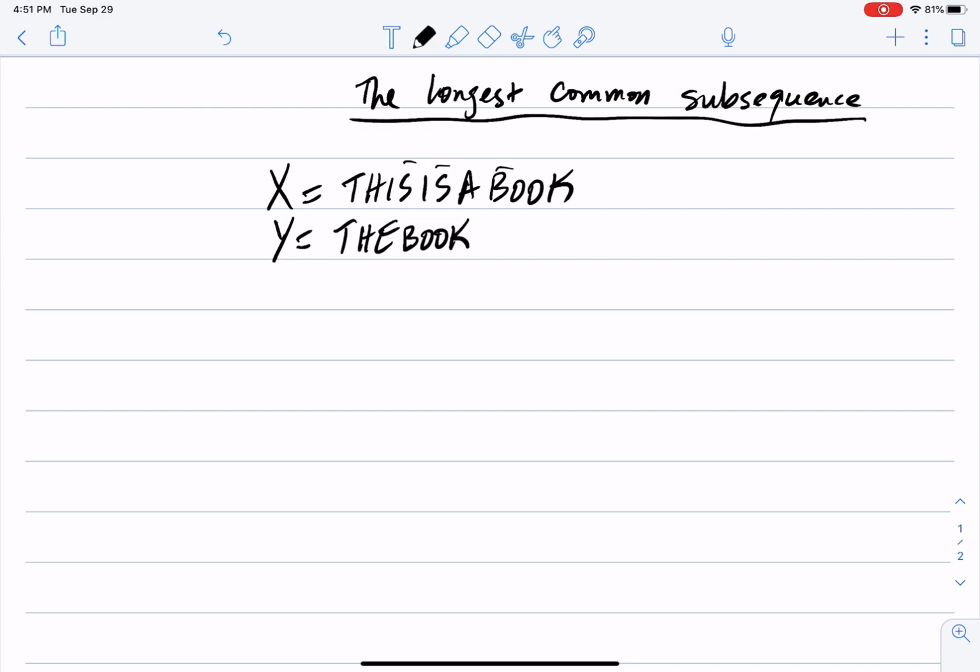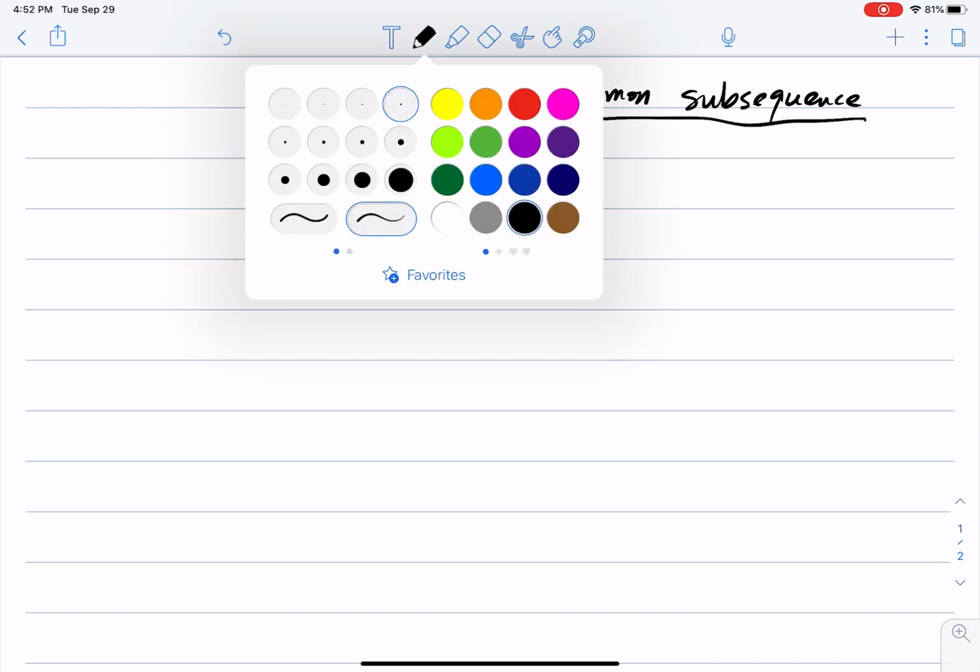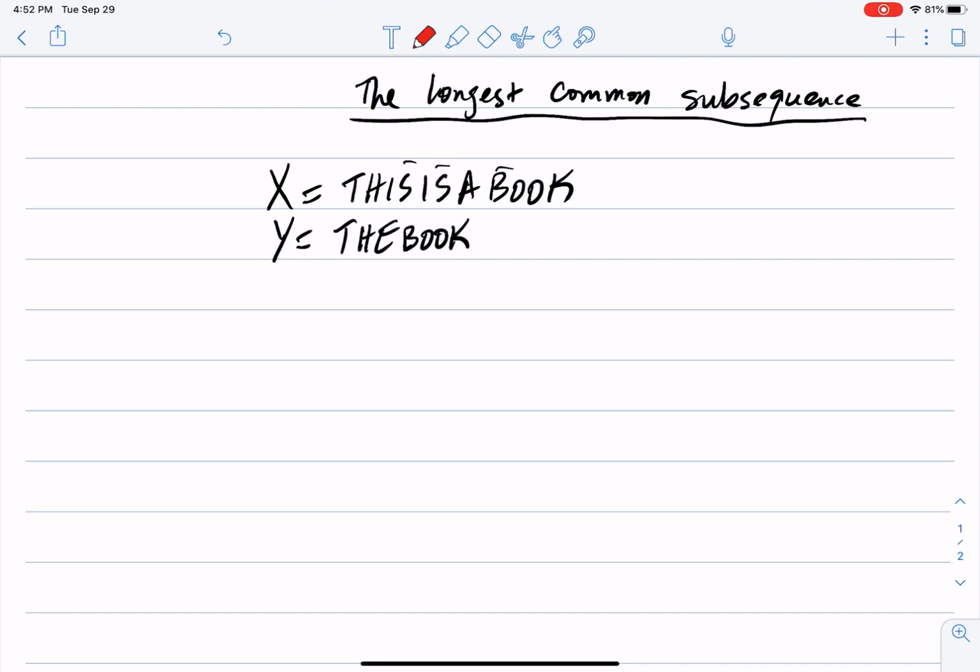Okay, so if I give you these x and y, I ask you what is the longest common subsequence. I gave an easy example so that we can find it easily. If you take "th book" and "th book", so "thbok", it's a subsequence of x, it's a subsequence of y, so it is a common subsequence of the two, and it is the longest possible. You cannot find any other subsequence that is common to both of them and longer than this one. Okay, so this is the problem that we are going to be given.